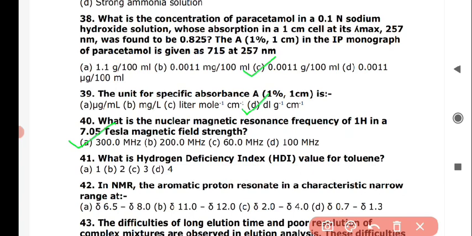Next question is, what is hydrogen deficiency index HDI value for toluene? And the correct answer is option D, that is 4. Next question is, in NMR, the aromatic proton resonate in a characteristic narrow range at, and correct answer is option A, delta 6.5 to delta 8.0.